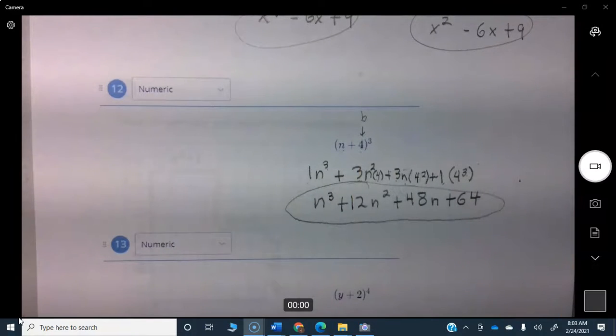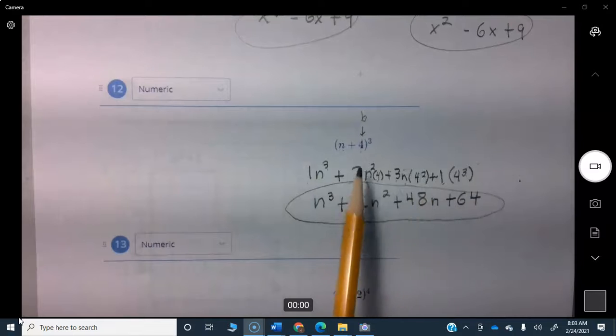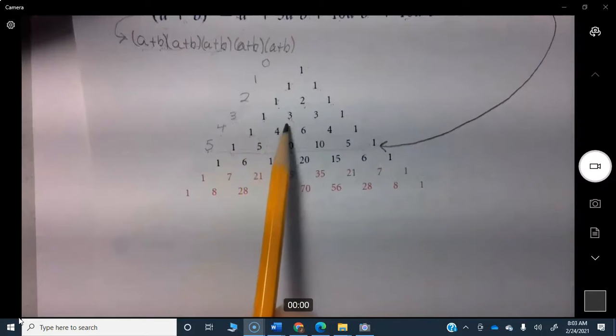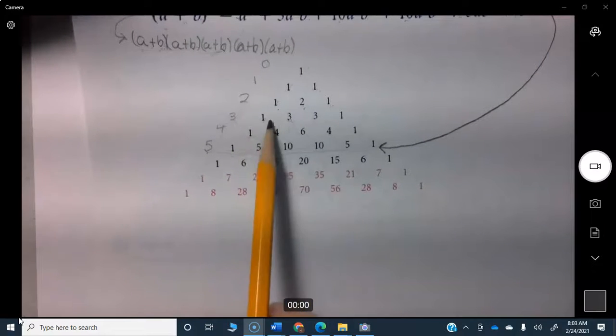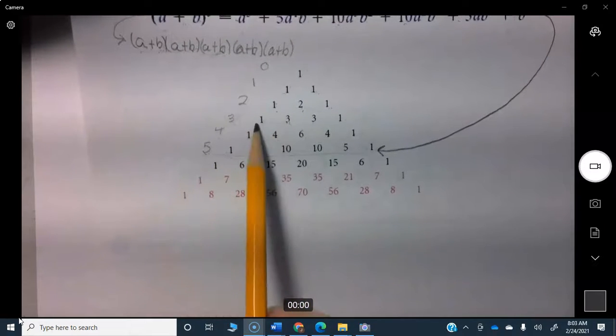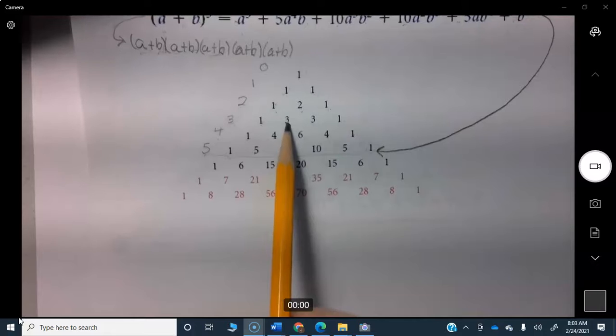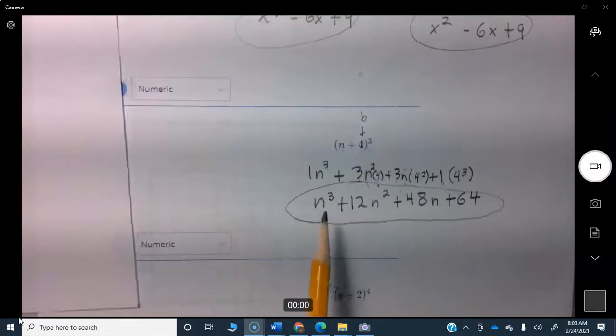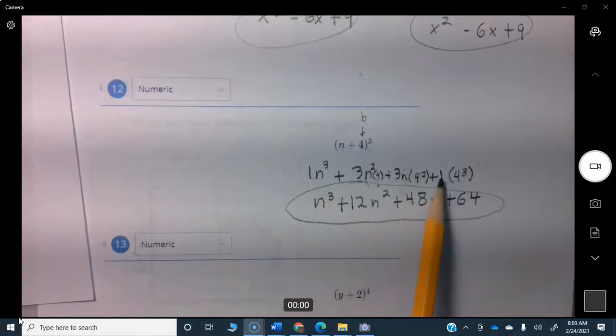Okay, so let's do that again. We saw it's x to the 3rd, so we come up here to the number 3 row. The row number is whatever the second number in the row is. The first number is always a 1. In this case, it's 3. That's the 3 row. So the coefficients for the final answer are going to be 1, 3, 3, 1. So there it is, 1, 3, 3, 1.